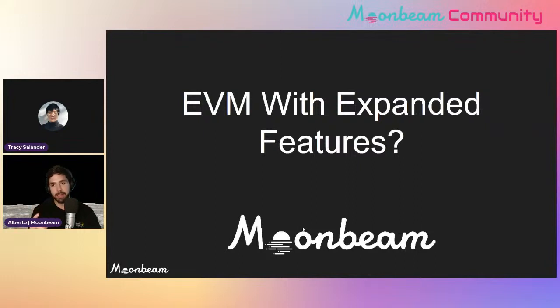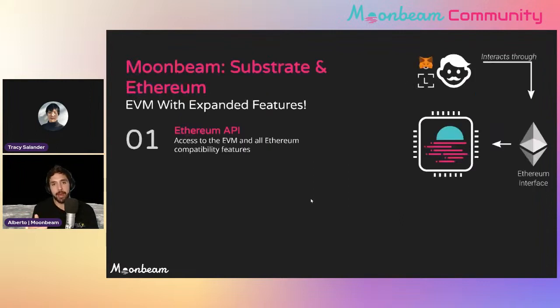And I've mentioned before that Moonbeam offers an EVM with expanded features, right? And why is this? This is part of what I mentioned, that Moonbeam is built with Substrate. And with Substrate, you can customize a lot of your blockchain features. So with that in mind, if you take a step back and think about what Moonbeam is, it's part Substrate, part Ethereum, right? And so it has an EVM with expanded features. So let's say a person, let's say Bob, wants to interact with the Ethereum side of Moonbeam, right?